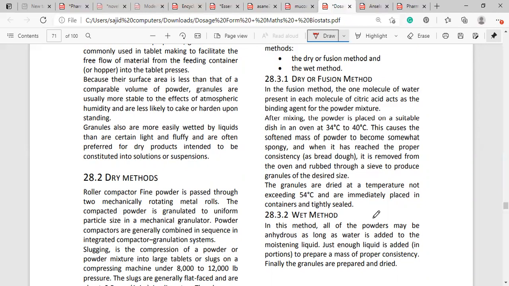The liquid, which is a part of the molecular structure of citric acid, called water of hydration, acts as a binder, and the powder particles aggregate with one another to form granules. In the wet method, we usually add a granulating fluid, which we then have to dry. In this method, all powders may be anhydrous as long as water is added to the moistening liquid. Just enough liquid is added to prepare a mass of proper consistency. Finally, the granules are prepared and dried.